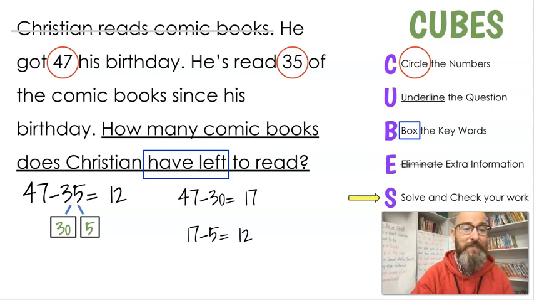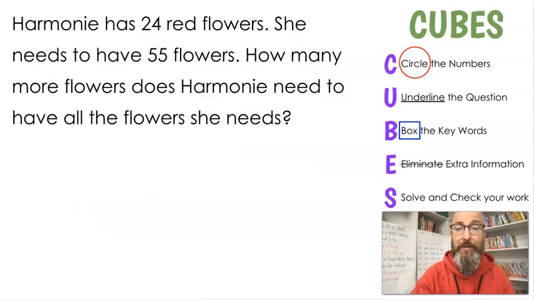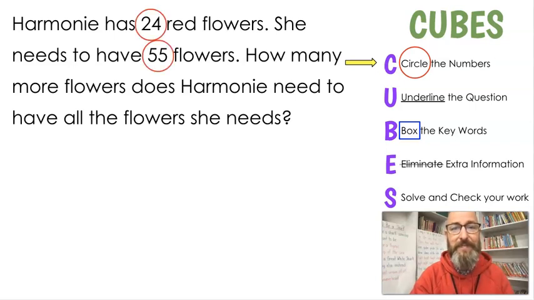All right, let's do one more. Next, we're going to read about Harmony. Harmony has 24 red flowers. She needs to have 55 flowers. How many more flowers does Harmony need to have all the flowers she needs? So again, we're going to do C. C stands for circle the numbers. What are the two numbers in this question? 24 and 55. That's correct.